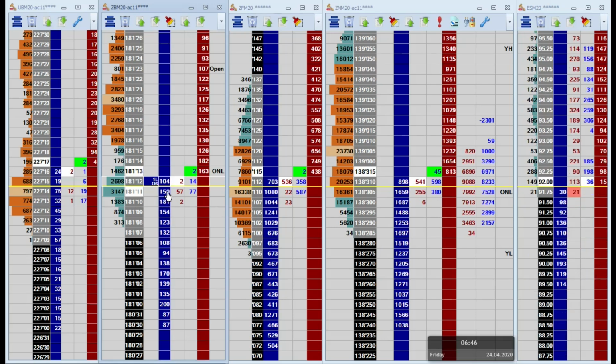Can't get filled, which, like I said previously, that's a good sign. I'm only 6 in the queue over there, but it's not running away yet. And the ES continues to sell down.